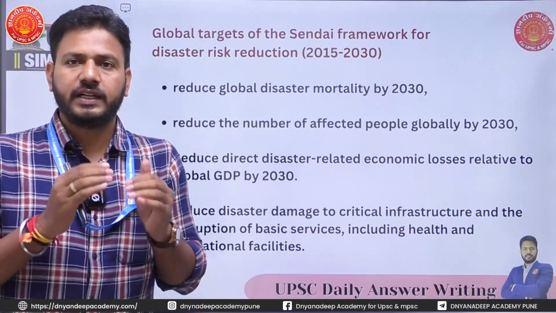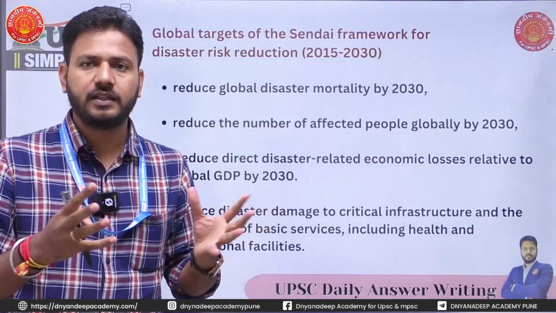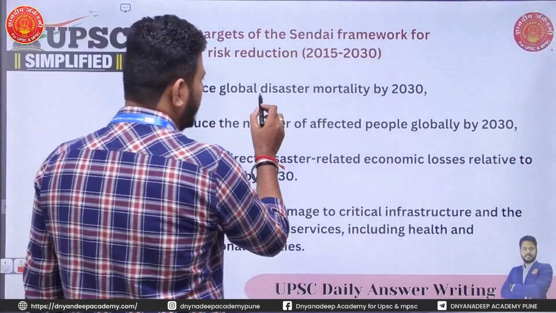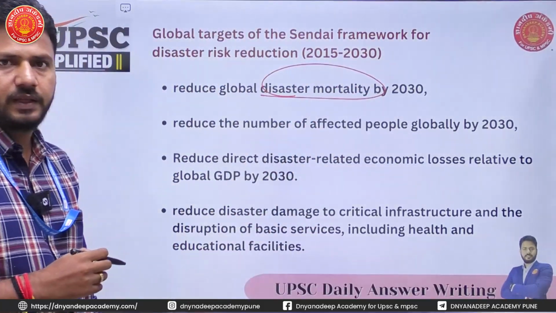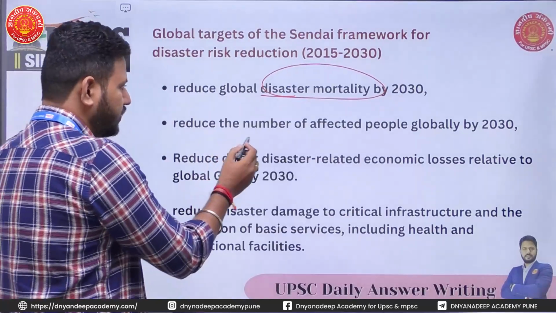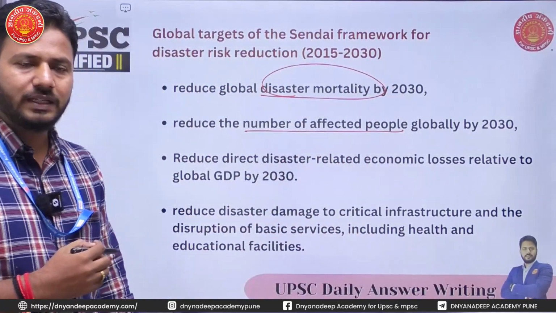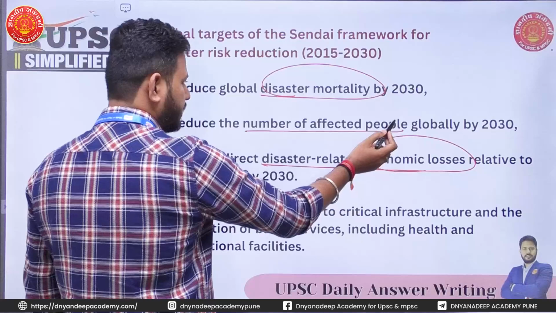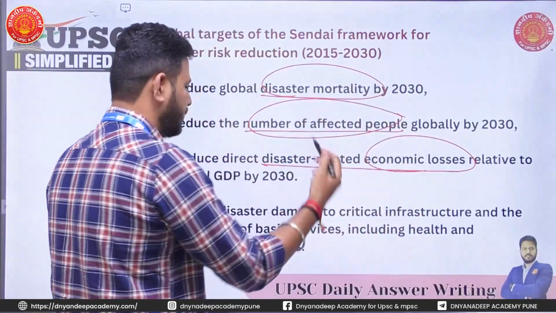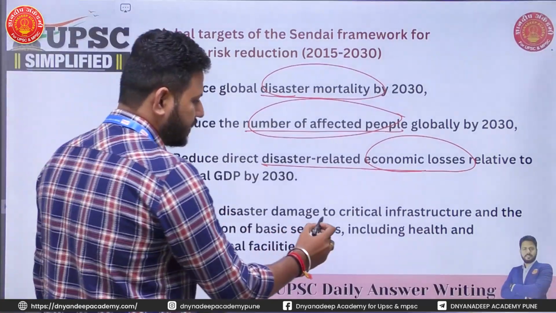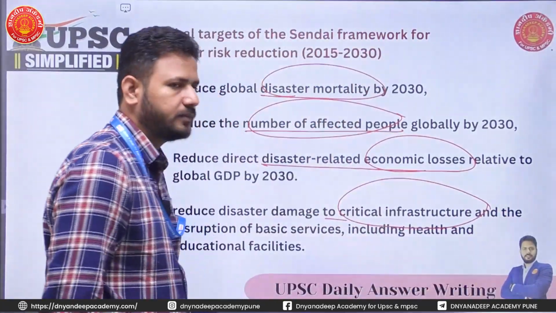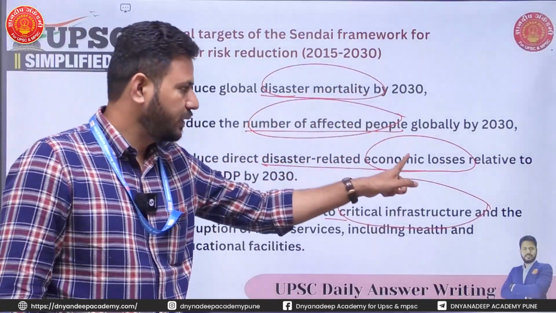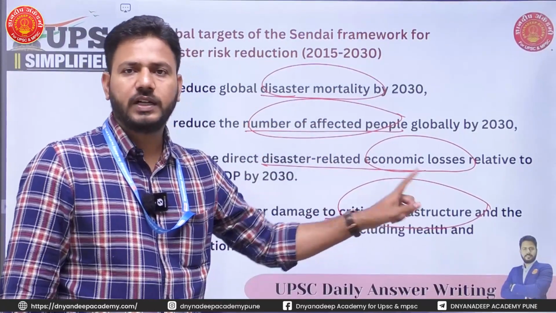4 targets speak of reducing certain things and 3 targets speak of increasing certain things. So what are the first 4 points? What does it want to reduce? It wants to reduce global disaster mortality by 2030. Then reduce the number of affected people globally by 2030. Then reduce the direct disaster related economic losses. Just focus on these terms: number of affected people, economic losses, disaster mortality. And last is reduce disaster damage to critical infrastructure. So the global targets are to reduce disaster mortality, reduce the number of affected people, reduce economic losses, and reduce the damages to critical infrastructure.